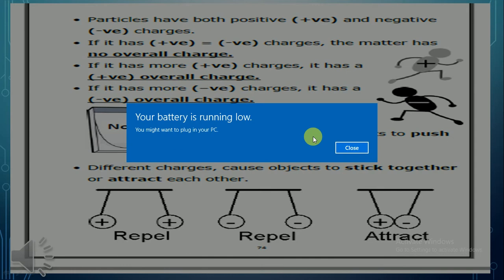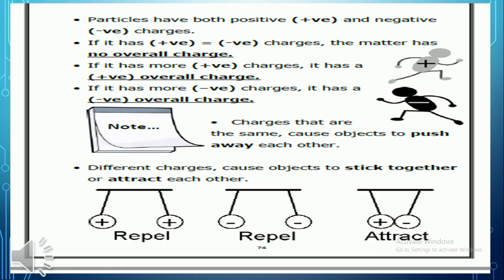Okay, guys, so now we know charges that are the same cause objects to push away each other. As you see here, they are the same, negative and negative, so they repel. Positive and positive repel. Positive and negative, different charges, cause objects to stick together or attract each other, so they attract.